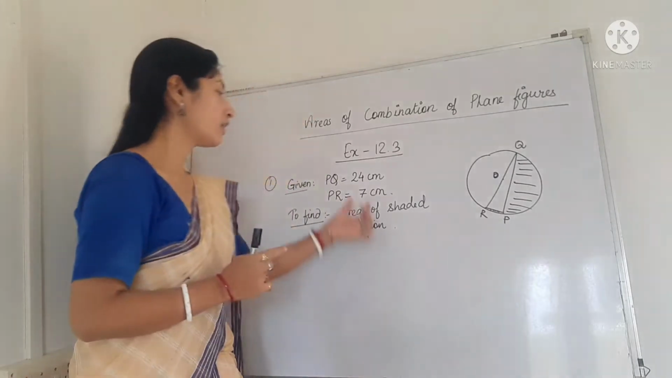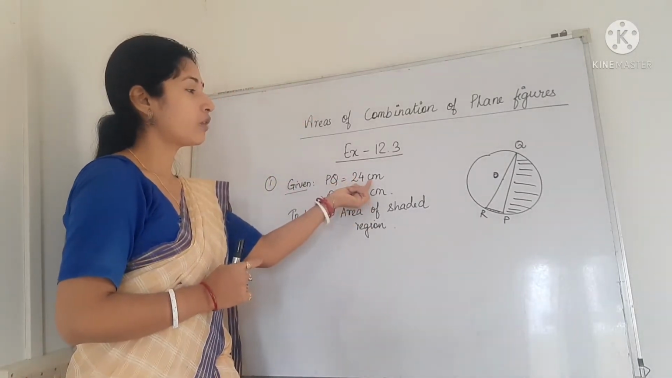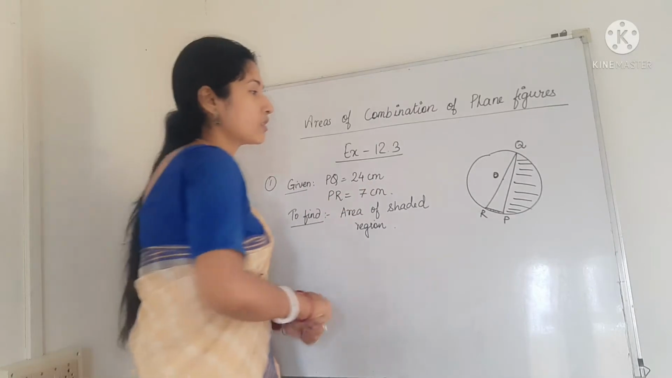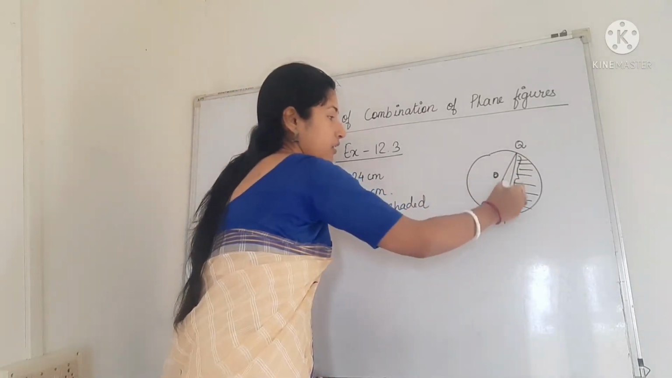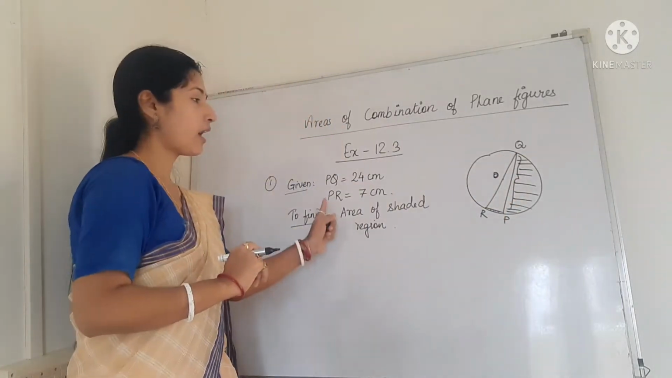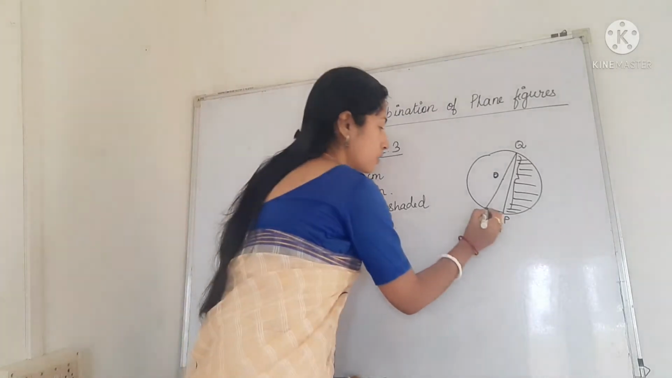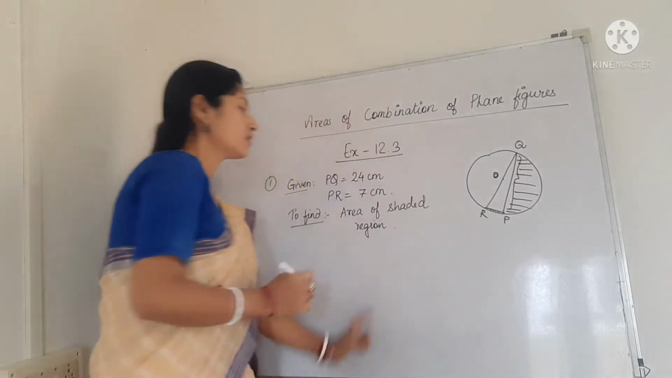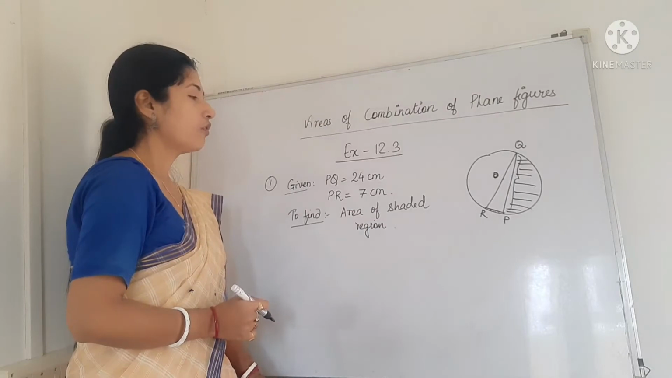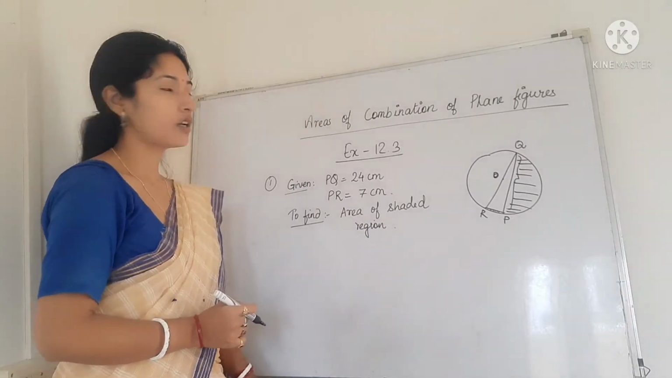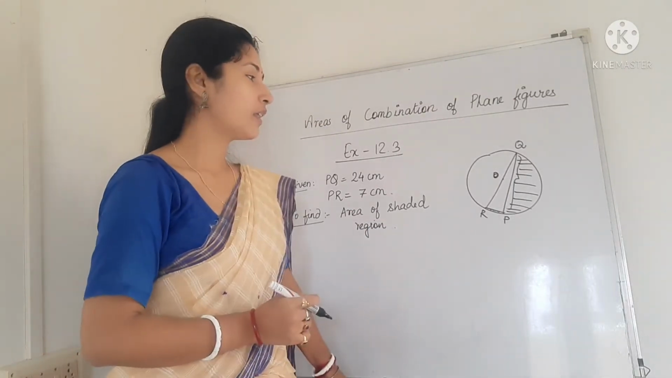So what is the given condition? PQ is equal to 24 centimeter. PQ is the length of this side. This is 24 centimeter, and PR is this side, which is 7 centimeter. So we have to find the area of the shaded region. How will we find the area of the shaded region?